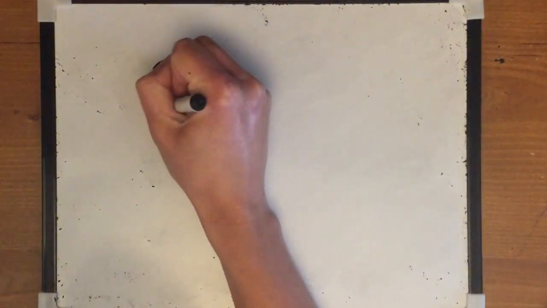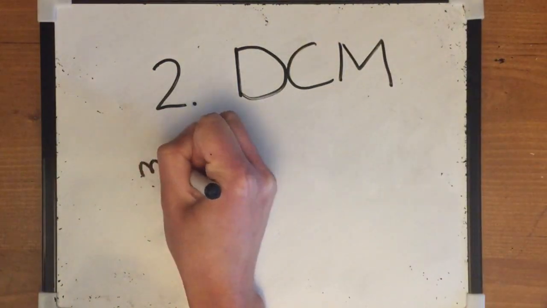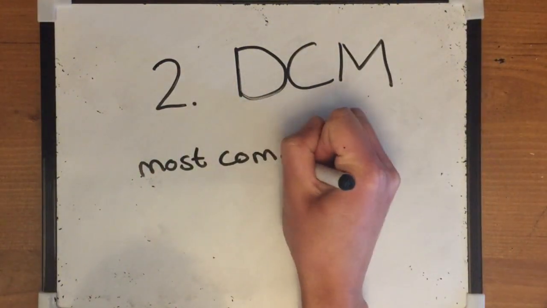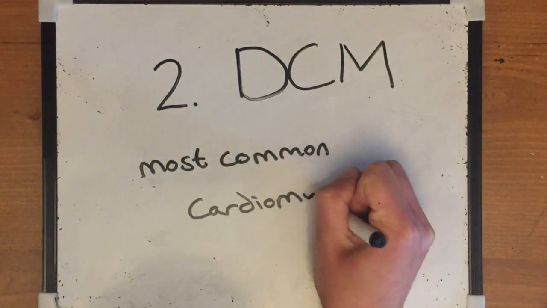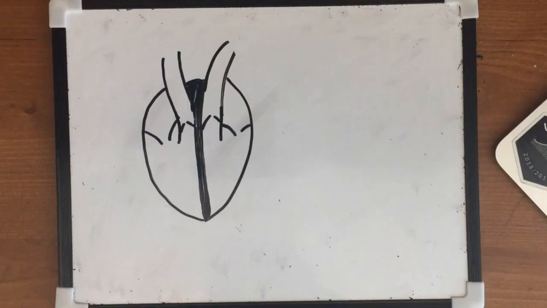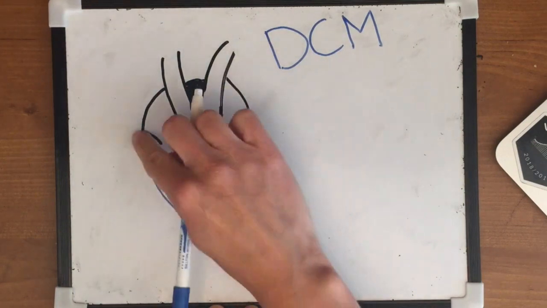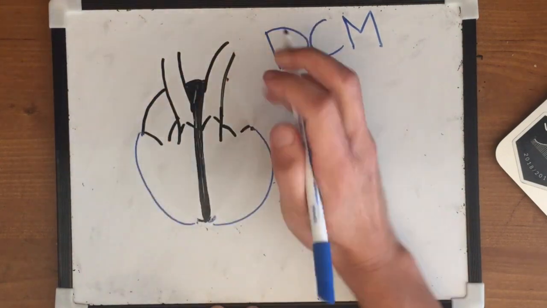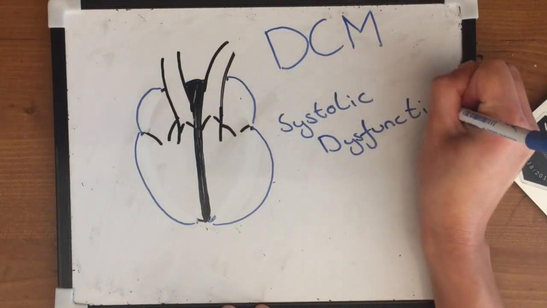The second disease is dilated cardiomyopathy. After myxomatous mitral valve disease, this is the second most common acquired heart disease in the dog, and the most common cardiomyopathy. DCM is characterized by progressive enlargement of the heart chambers, starting with the ventricles and eventually the atria. This is due to systolic dysfunction.